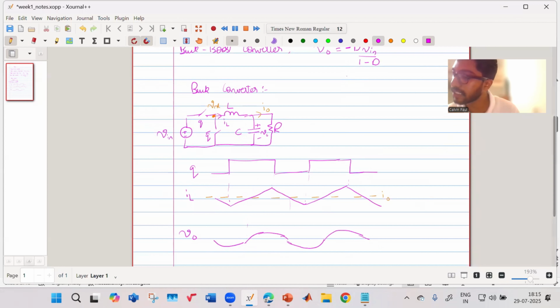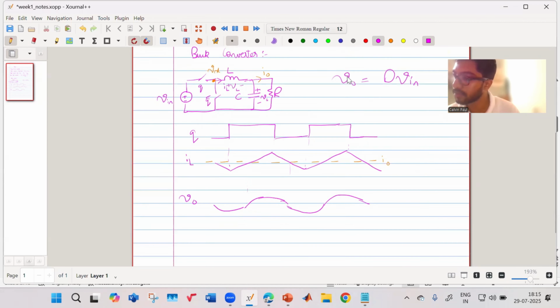So how do we get this expression V output is equal to D into Vin? We will do something which is known as the volt-second balance of the inductor. So we have this voltage VL, okay? So when your switch Q is on, that is when Q is equal to 1, your VL is actually equal to Vin minus V output. But when your Q is equal to 0, your VL is actually equal to minus V output.